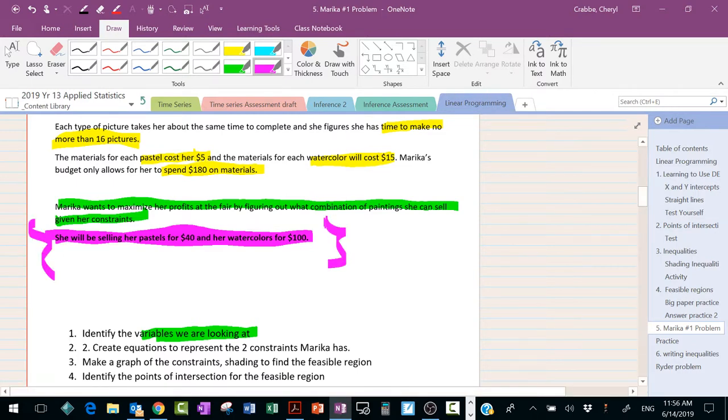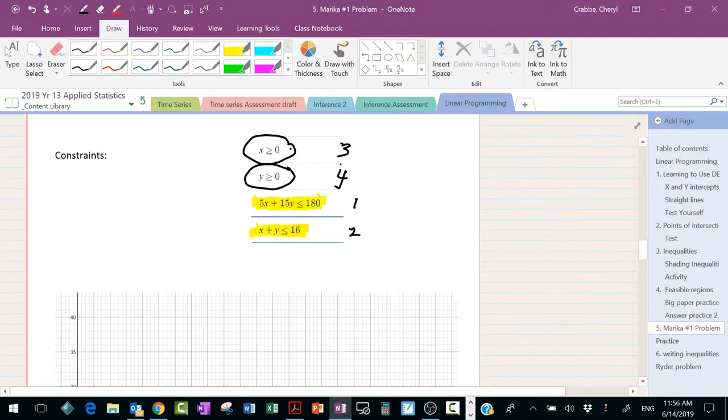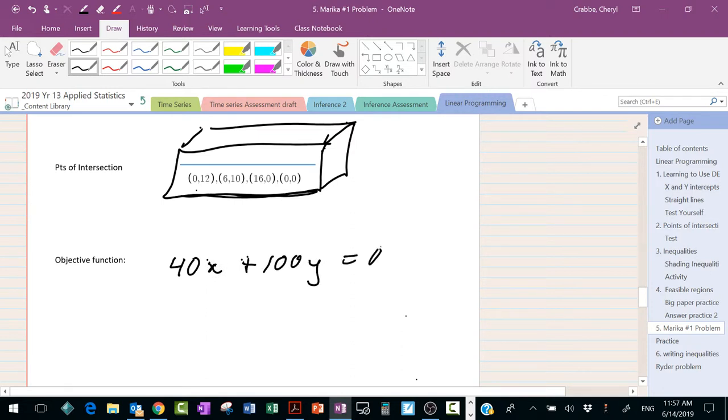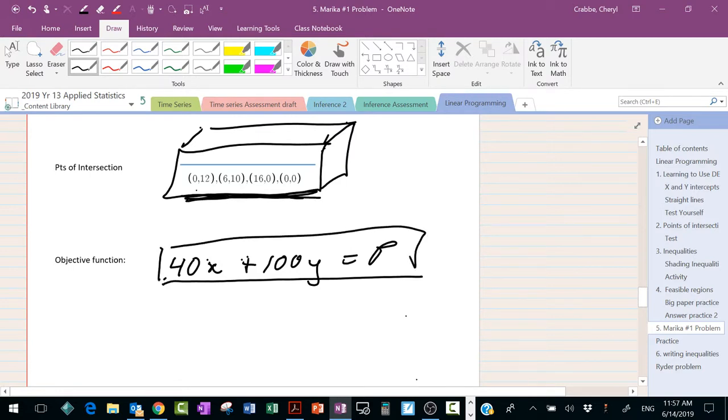She will be selling her pastels for $40 and her watercolors for $100. That's your objective function, your profit function. So you're going to write that as your objective function: 40x plus 100y is equal to our profit. This is going to give me my profit. What I'm going to do is test each one of my vertices in this objective function to see which one maxes out the profit.